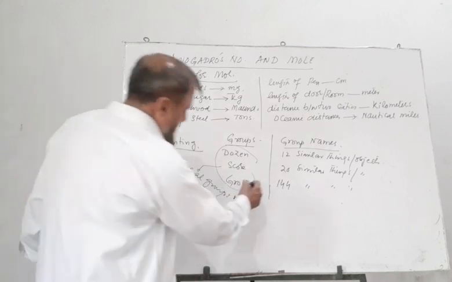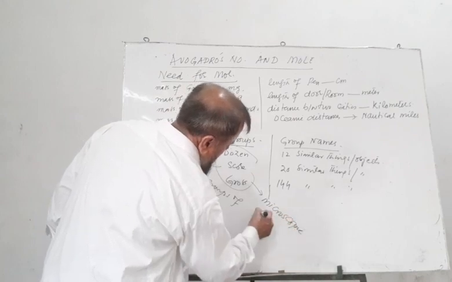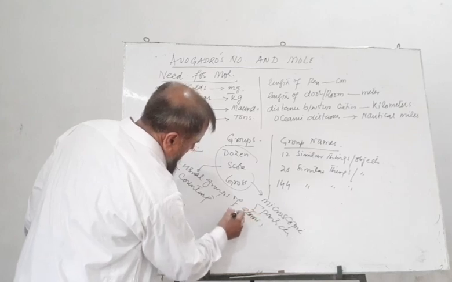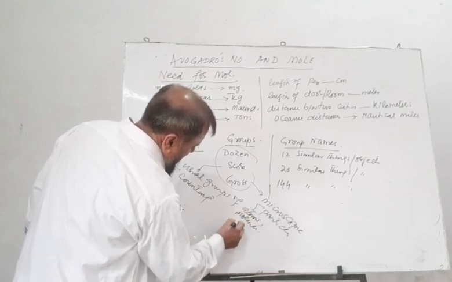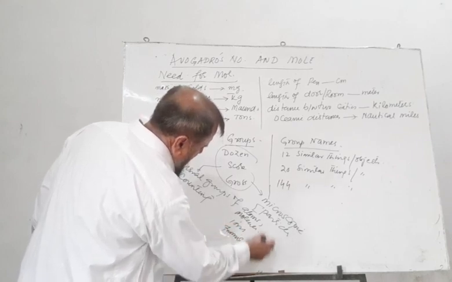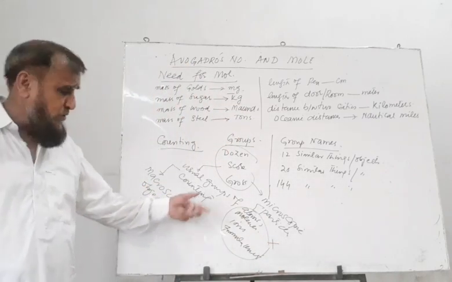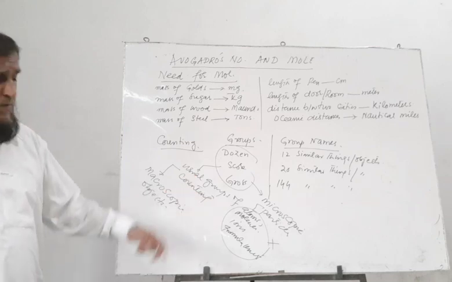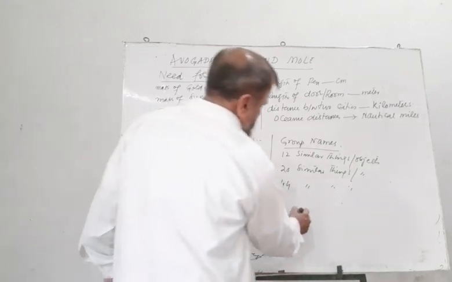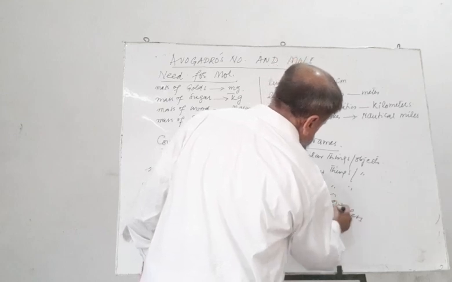But when we come towards microscopic particles like atoms, molecules, ions, formula units, then these units cannot be used. These units cannot be used for counting microscopic particles like atoms, molecules, ions or formula units. And the reason is that these microscopic particles are present in countless numbers.